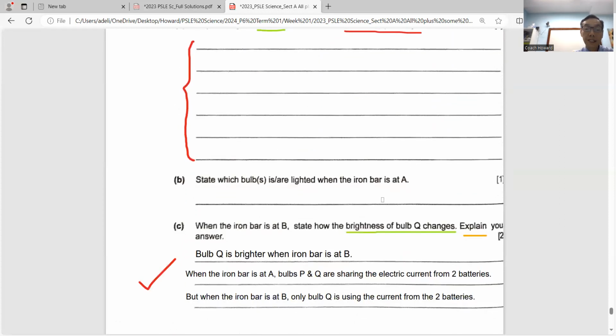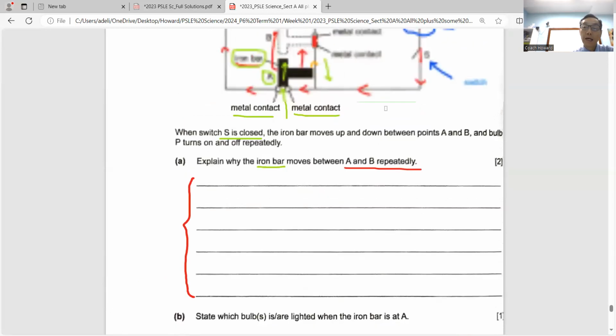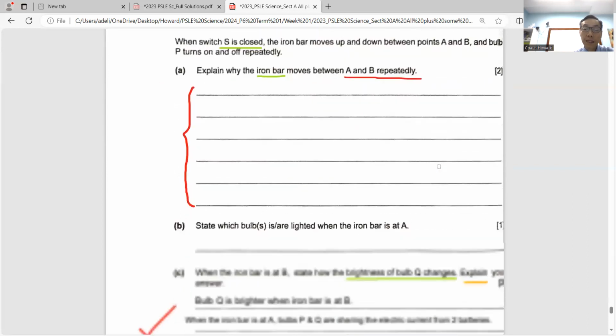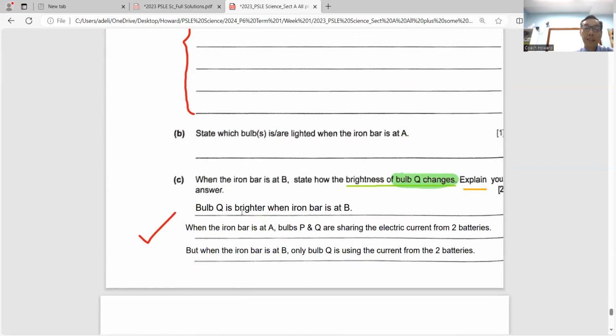Okay, so you understand this? So they say when the iron bar is at B, state how the brightness of bulb Q changes. Okay, so if you have understood this, you will notice that when the iron bar is at B, these two batteries will supply the electric current to only one bulb. But when it's at A, two bulbs share the same current. So mathematically, this is what happened. So Q is brighter when the iron bar is at B.